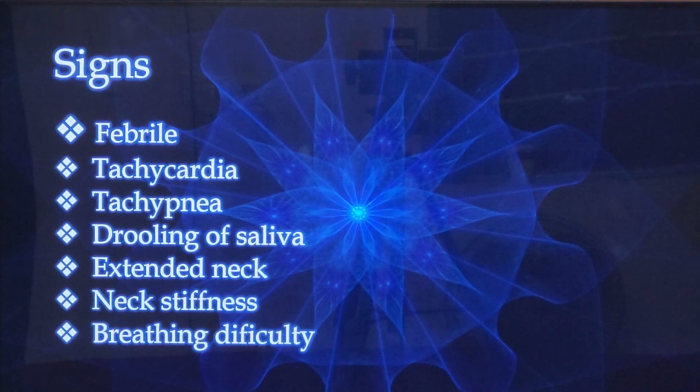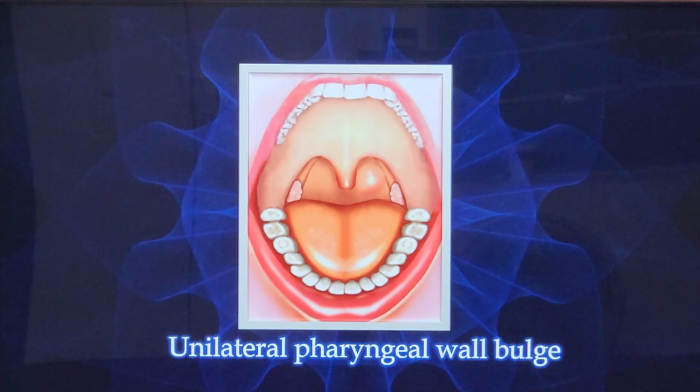On examination, the patient will be toxic looking, febrile, with tachycardia and tachypnea, open mouth breathing and drooling of saliva, with neck stiffness, slight extension of the head, and breathing difficulty also. On examination of the oropharynx, we can see that one side of the posterior pharyngeal wall is bulged and congested.